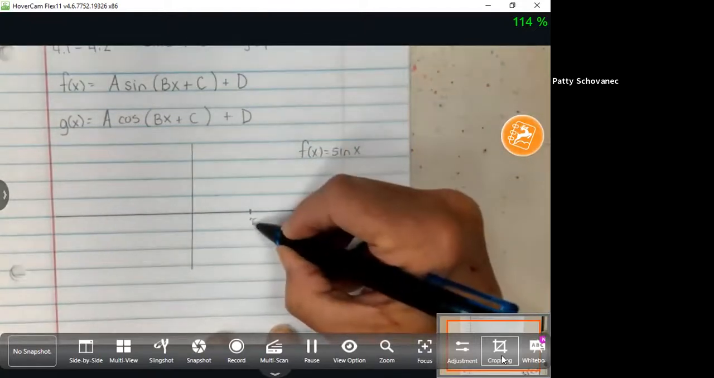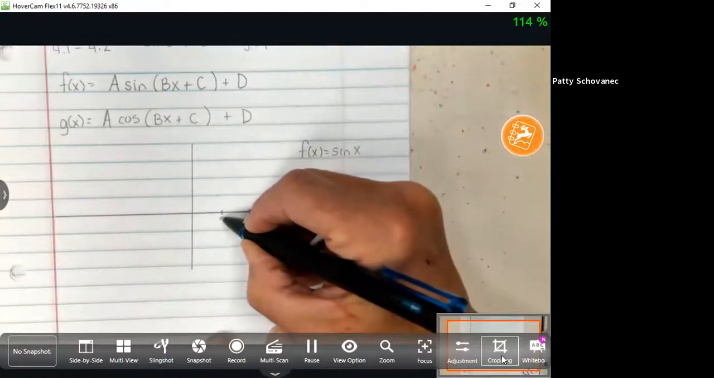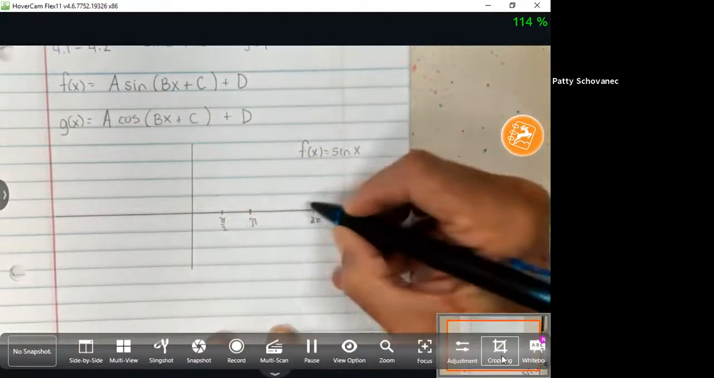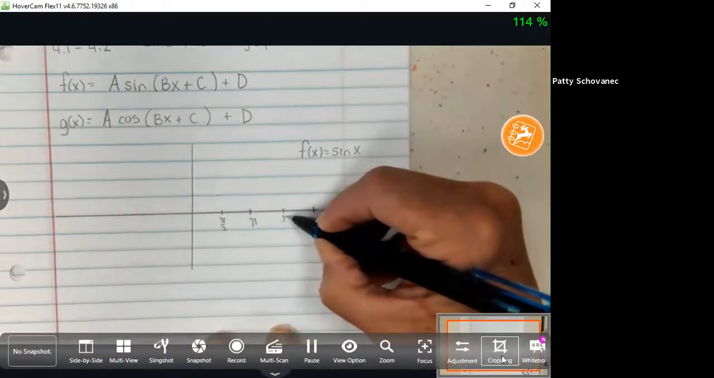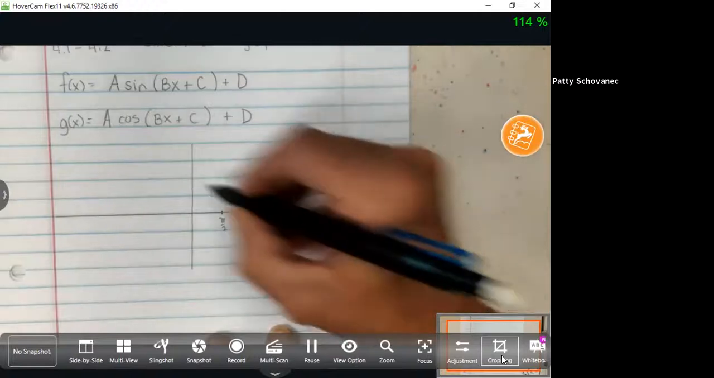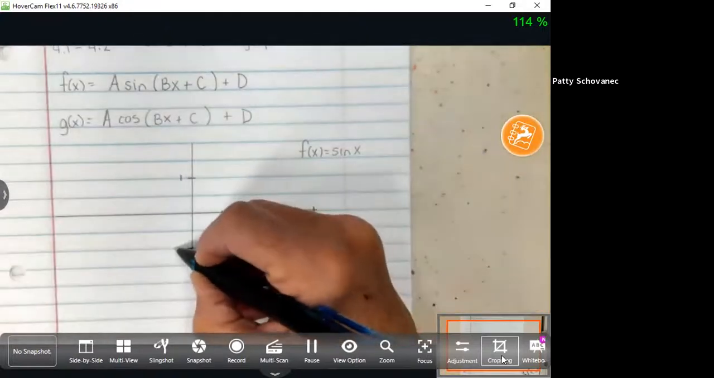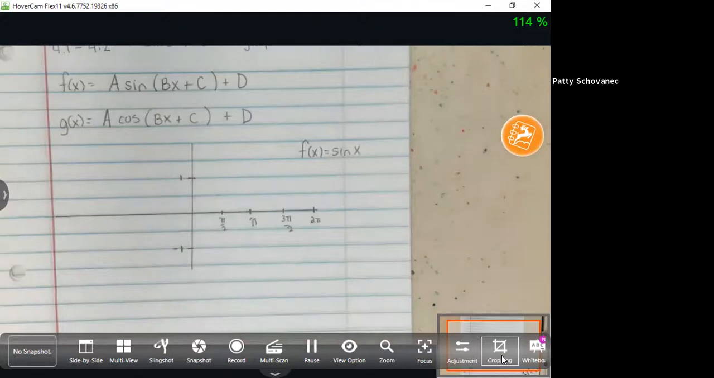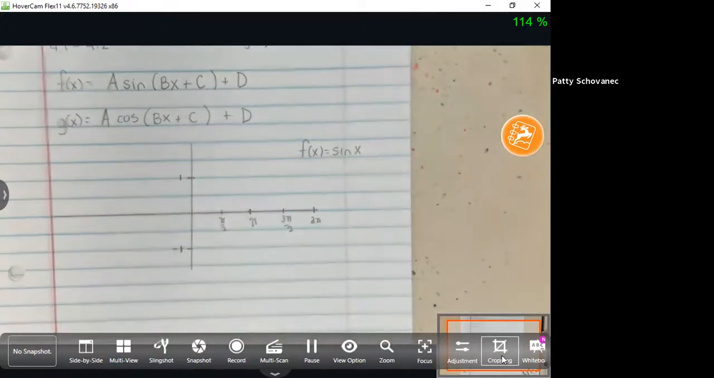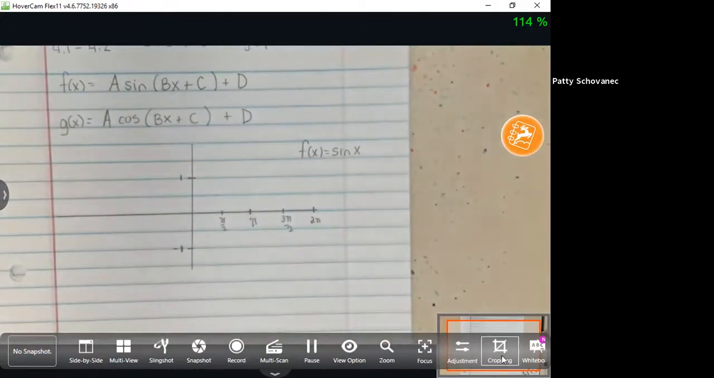So that would be 1 pi, and this will be pi over 2, and this would be 3 pi over 2. I'm going to make this 1 unit tall so that my scales don't agree. And 1 period of the sine curve.